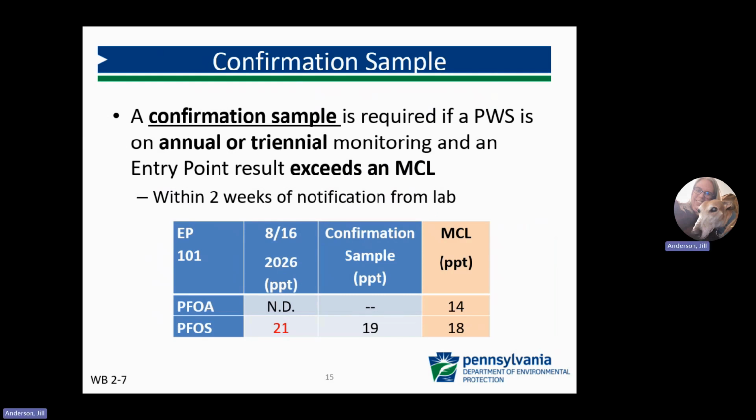A confirmation sample is required if a water system is on annual or triennial monitoring and a result exceeds an MCL. So in our example from the last screen, PFAS exceeded the MCL while the system was on an annual monitoring frequency. So a confirmation sample must be collected, and it must be done within 2 weeks of notification from the accredited laboratory performing the analysis that an MCL has been exceeded.